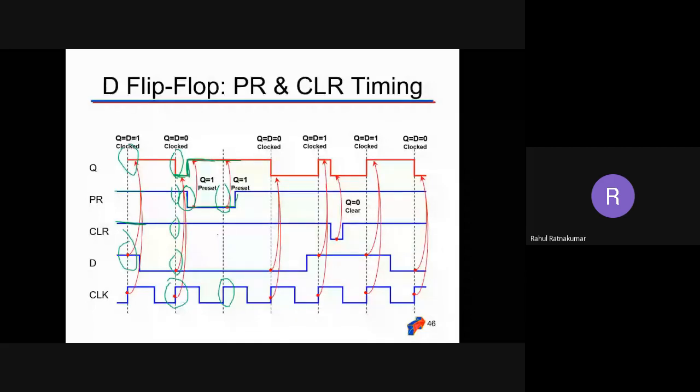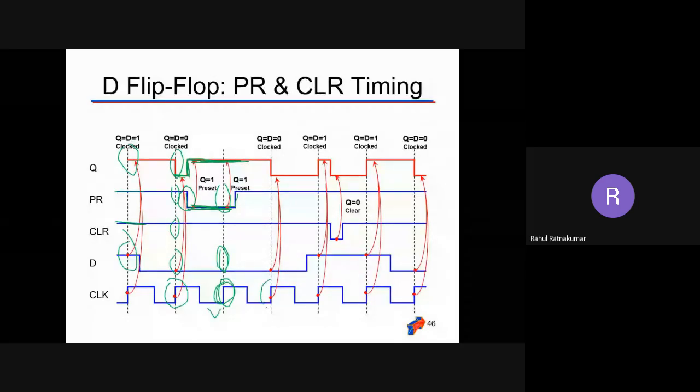Even when the clock is here, it is high and D is 0, still it doesn't have an effect because preset is low. This has high priority. Preset has more priority than D and clock. So the high value of Q is maintained. Now this clock is also done.